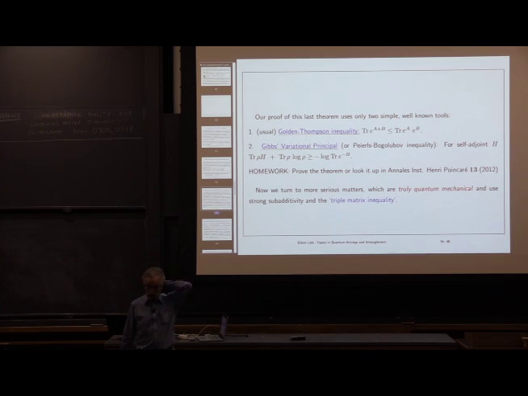Okay, so now how do we prove this Maassen-Uffink thing? Well, what we do is use the Golden-Thompson inequality, the old story. It turns out if you know how to use this thing, you can prove all kinds of useful facts.